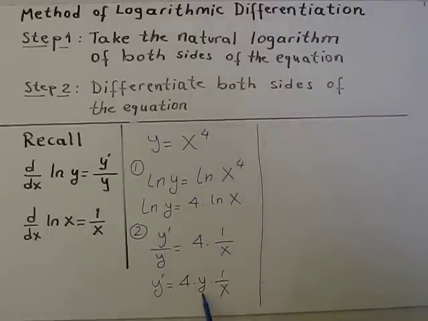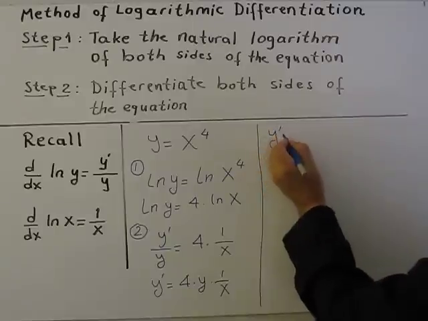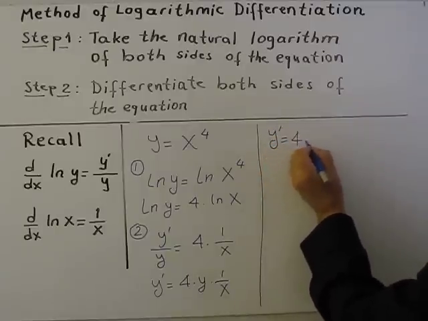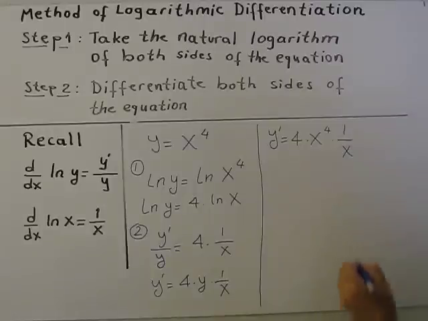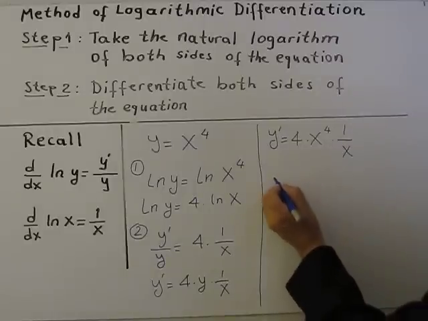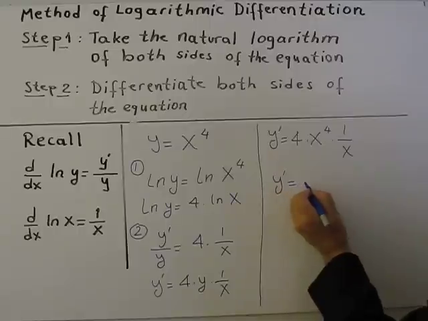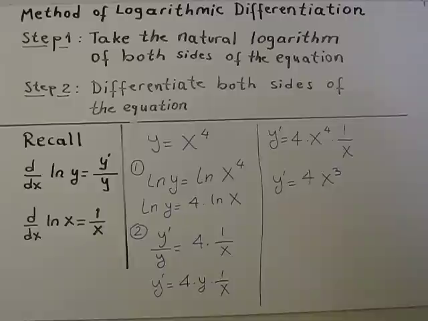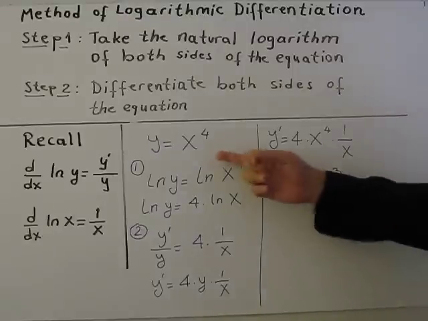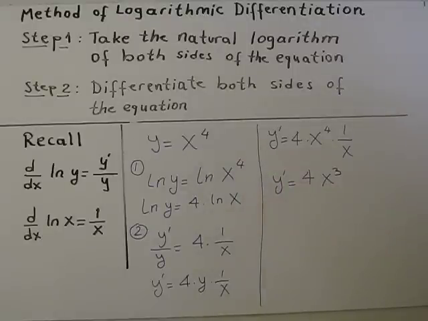As you remember, y equals x to the power 4. So I replace y by x to the power 4. X to the power 4 times 1 over x. If I simplify this, I get y prime equals 4x cubed. Yeah, so as I told before, we don't need to use the method of logarithmic differentiation for this function. I just wanted to show the application.